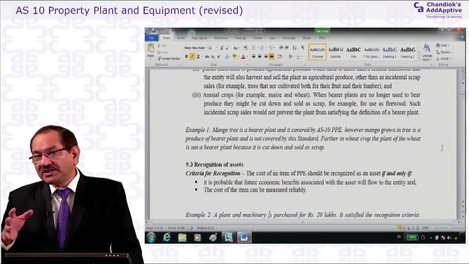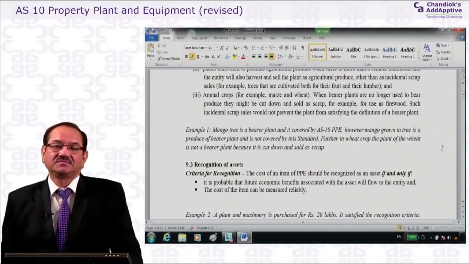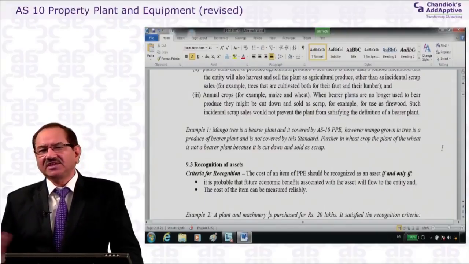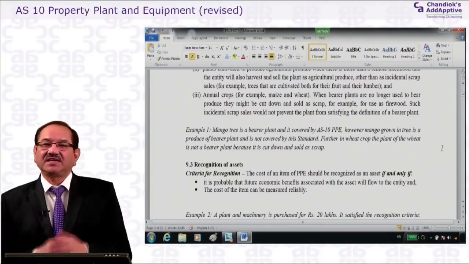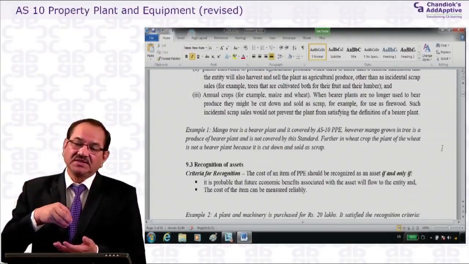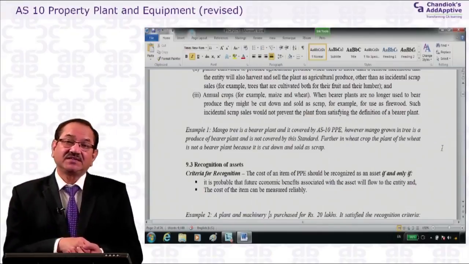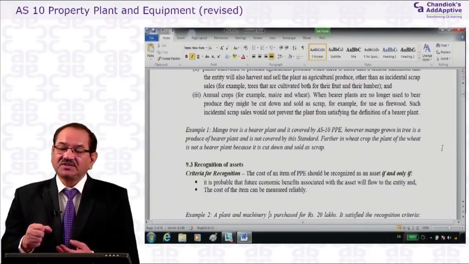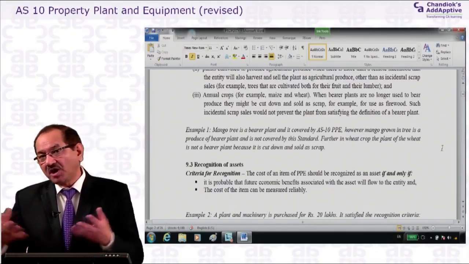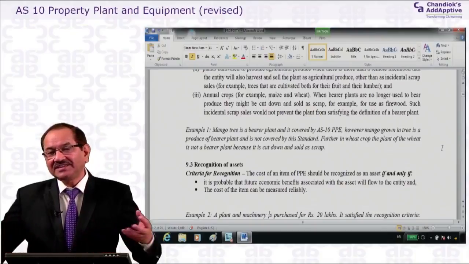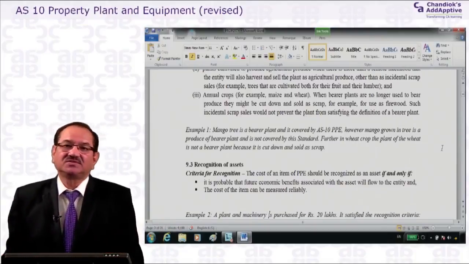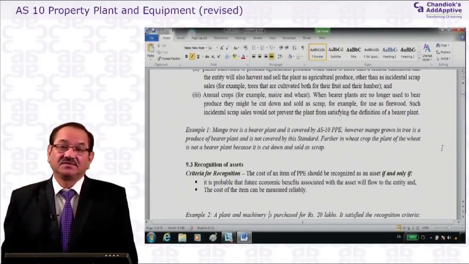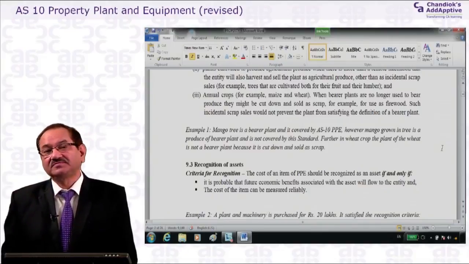Now, we go to the recognition criteria. In the earlier AS10 on fixed assets, there was a recognition criteria. In every accounting standard, there are recognition criteria, meaning how to recognize the asset and when to recognize the asset. Recognition means you are now recognizing the existence of that asset in the books of accounts. You are writing that asset in the books of accounts. When to write it? What are the criteria for it?